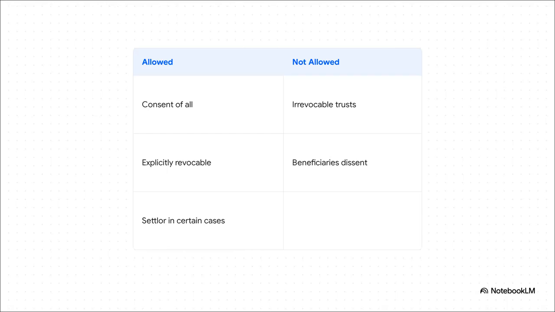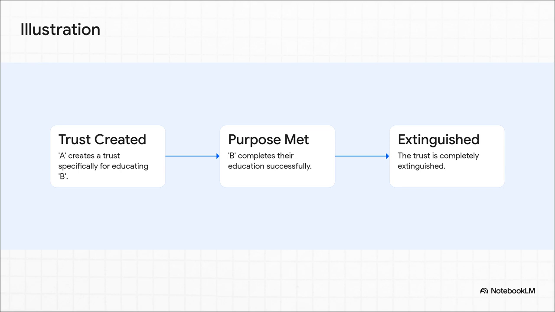Now, observe these comparative rules of revocation. On the left, revocation is allowed by consent of all beneficiaries, if the trust is explicitly revocable, or by the settlor in certain cases. On the right, revocation is not allowed for irrevocable trusts or where beneficiaries do not consent. Listen to me. I want you to draw this exact differentiation matrix right in your answer script. A strict KSLU evaluator is going to instantly award you marks when they see complex textual data organized into a stark, unambiguous comparative table just like this one. It shows real clarity.